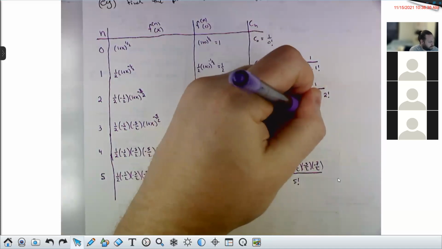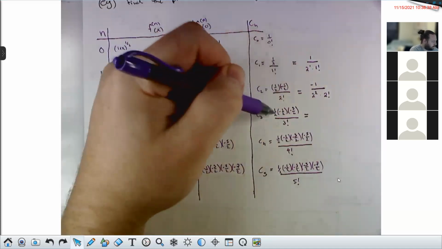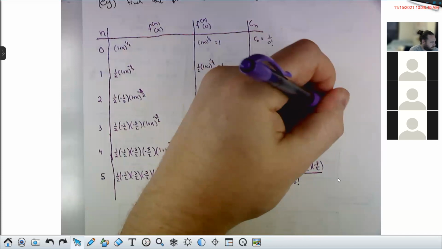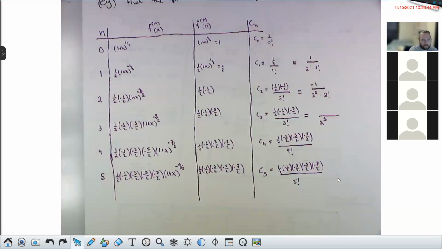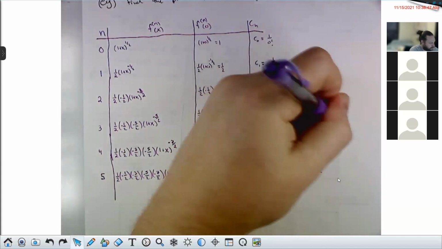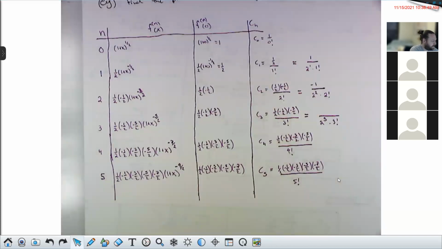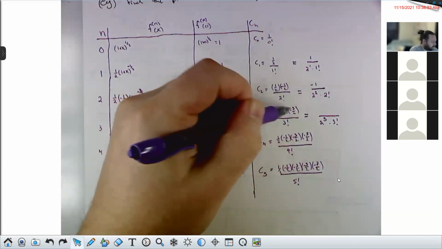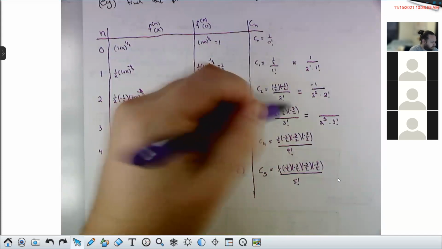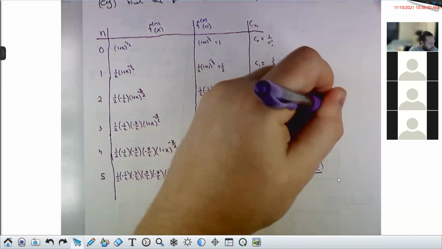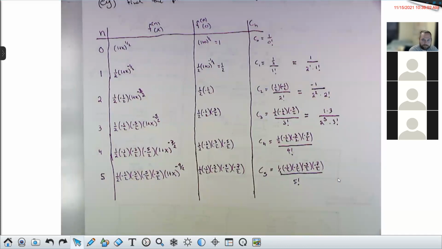This next guy, I've got 1, 2, 3 copies of 2 that will all move downstairs as 2 cubed. I've got a 3 factorial from the formula. Upstairs, this is a positive times negative, which is positive. And I've got a 1 times 1 times 3. So I'll just write that as positive 1 times positive 3.